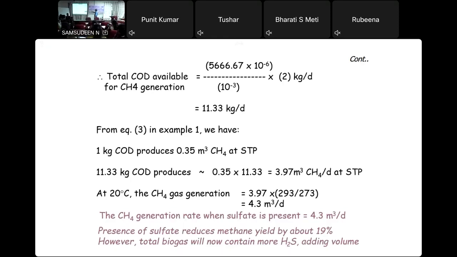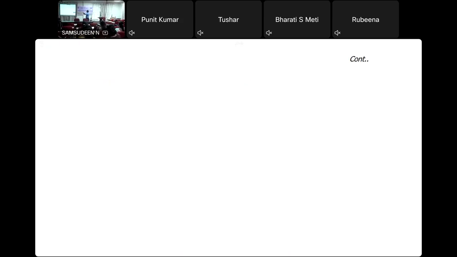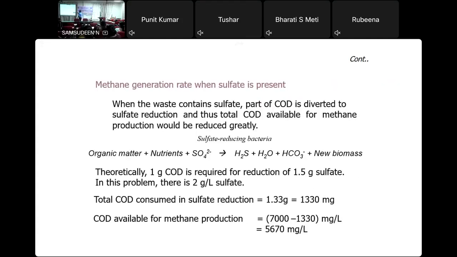Now you recalculate the same figure. Instead of 7,000, you put that 56.6 milligram input, and you are going to have 11.33 kilogram per day of methane produced by this COD available for methanogenic bacteria. Then again, it goes back to equation 3 in example 1.